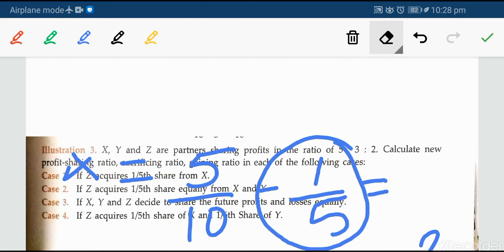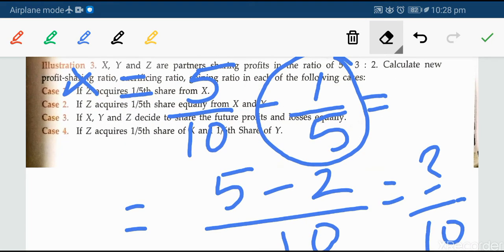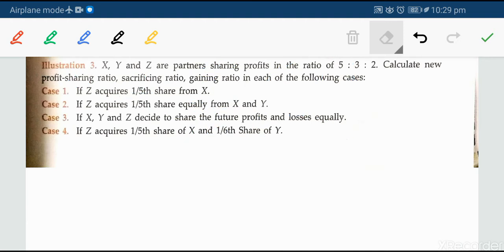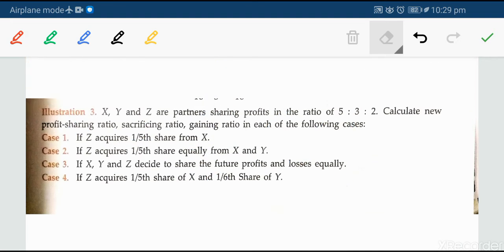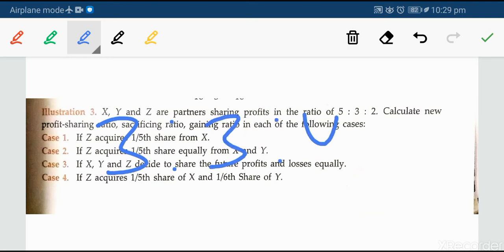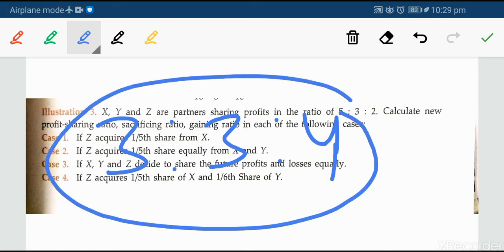Point is clear? So what will be the new profit sharing ratio? Just now you have calculated what the new profit sharing ratio is. It is 3:4. This is your new profit sharing ratio. Now if you want to find out the gaining ratio and sacrificing ratio again, you can find it in a very easy way.